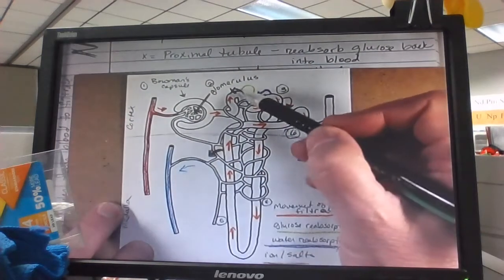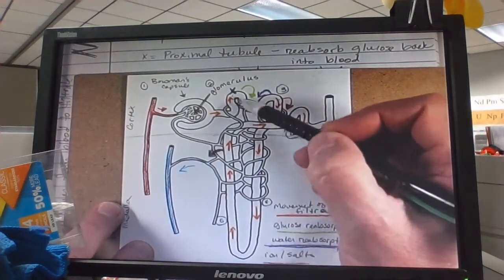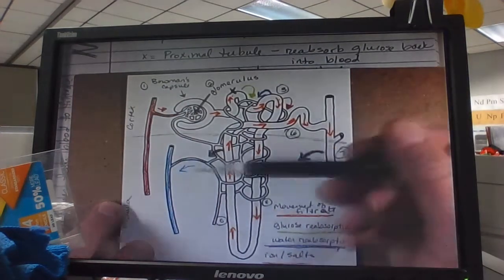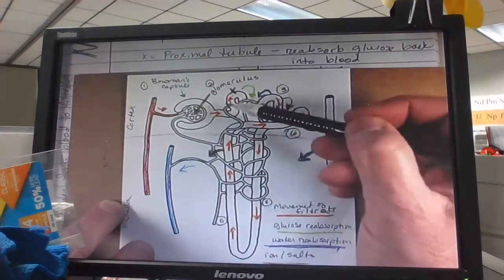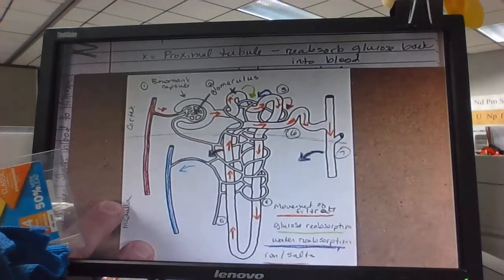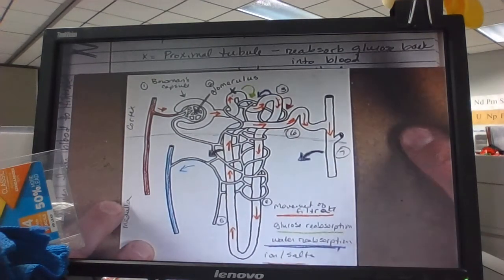The X represents the proximal tubule, proximal, closer to point of attachment. It's where glucose is being reabsorbed back into the blood, back into that capillary.